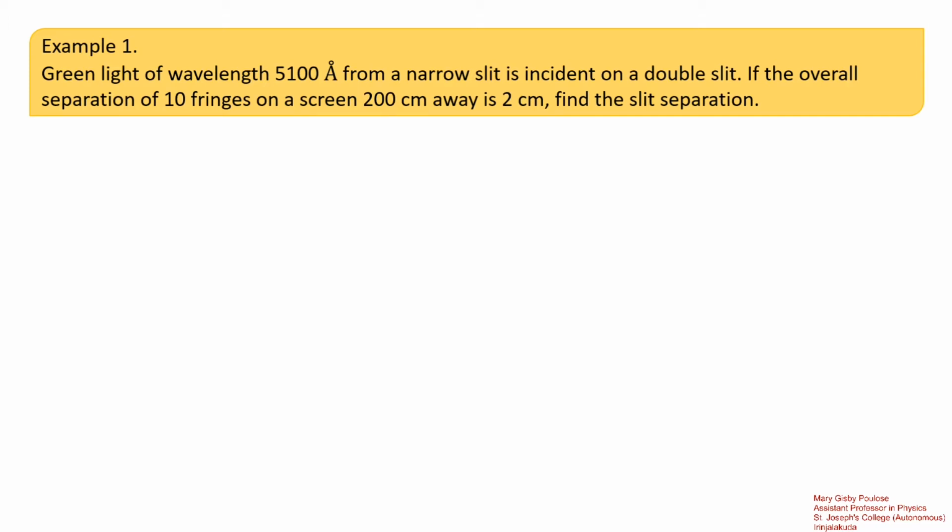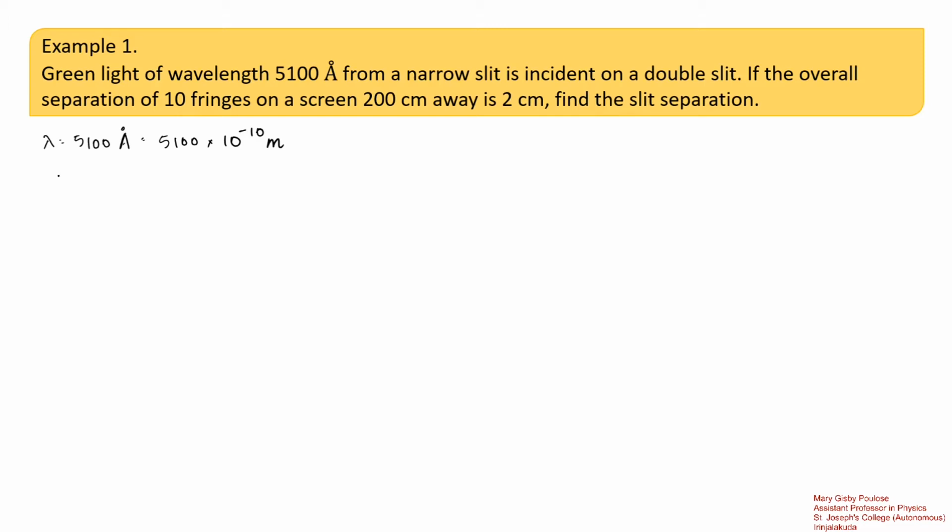separation. Okay. So the given parameters in this example: the wavelength of light is given. So wavelength lambda is given as 5100 angstrom. In meters, it is written as 5100 into 10 raised to minus 10 meters. Okay. And it is incident upon a double slit. The overall separation of 10 fringes is 2 centimeters.